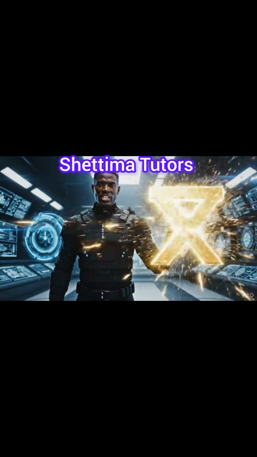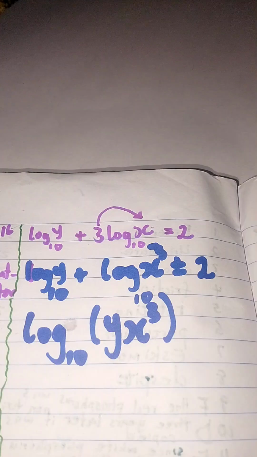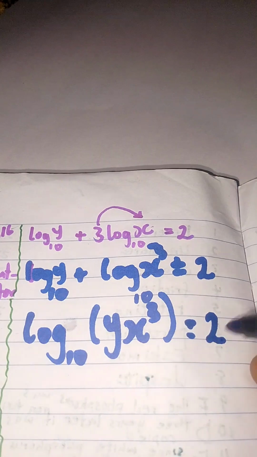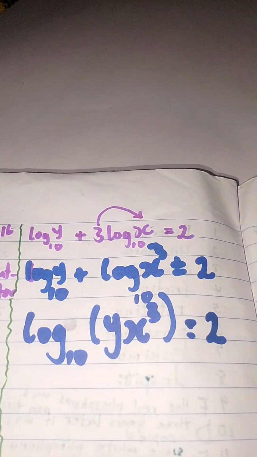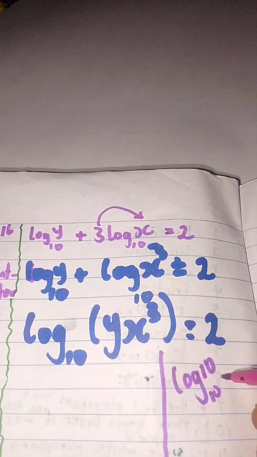Product rule, multiplication becomes addition. Apply the product rule. That means that y and x raised to the power of 3 are going to multiply. Equals 2. But remember, what do you do to this 2? Remember the identity of a common logarithm. It says that the logarithm of a number of the same common base number is equals to 1.